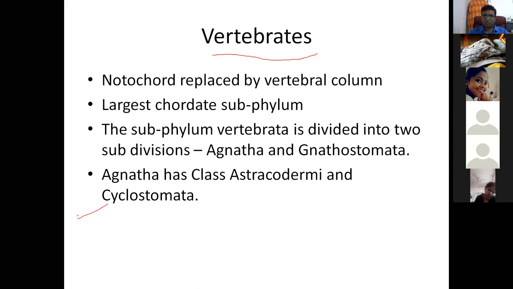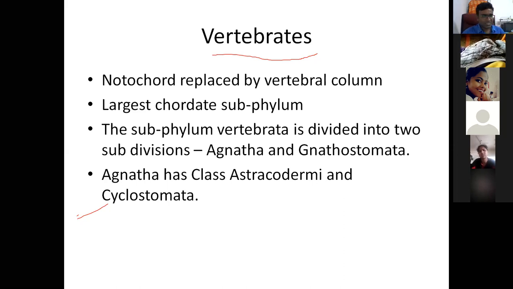The subphylum Vertebrata is further divided into two groups, that is Agnatha and the Gnathostomata. Gnathos means what? Gnathos means jaw. Jaw is the right answer. Agnatha lacks jaw, and Gnathostomata possess the jaws. Agnatha has two classes. One is Ostracoderma, an extinct group, and the Cyclostomata, which are present.